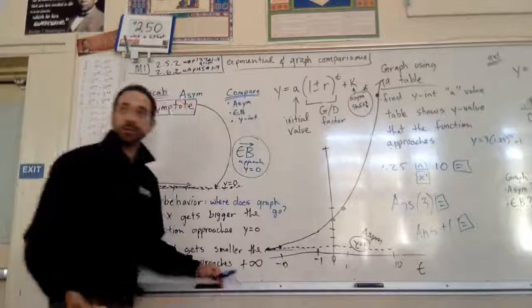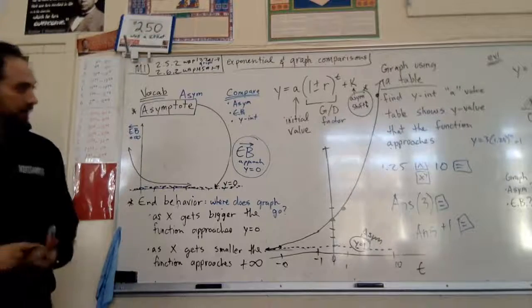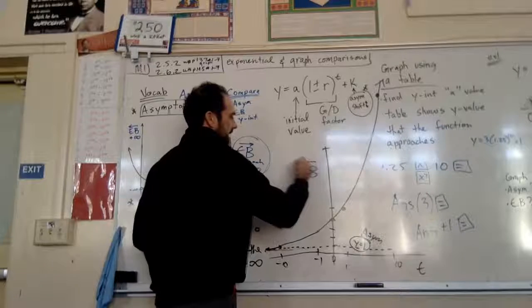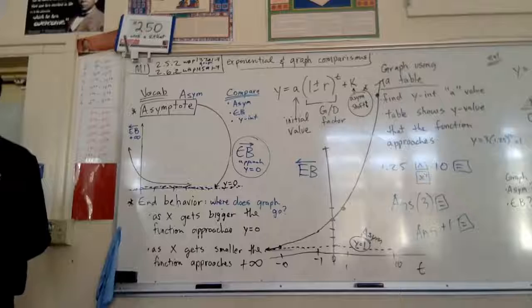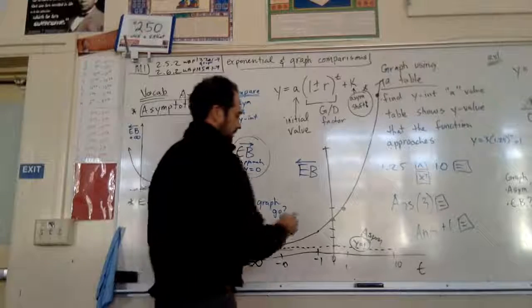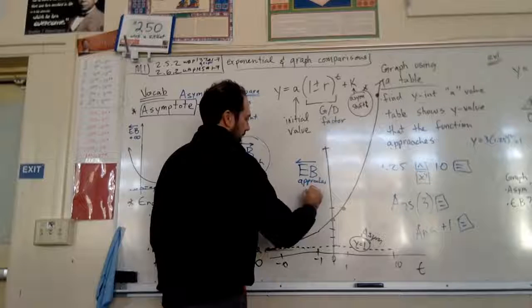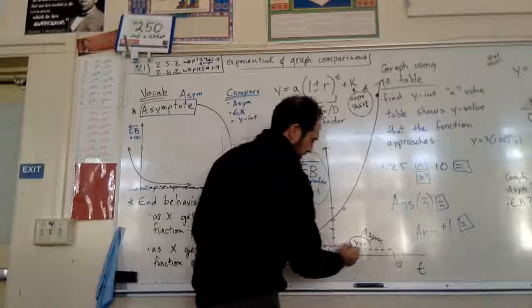Our asymptote, which I want you to label. And now let's just talk about end behavior. As x gets smaller, what does it approach? Y is equal to? Approaches y is equal to 1. Here is our asymptote.